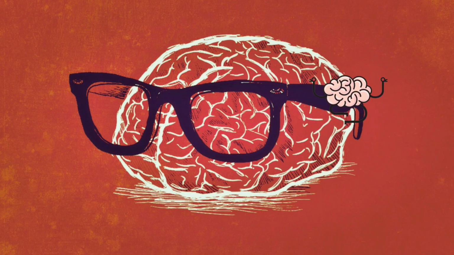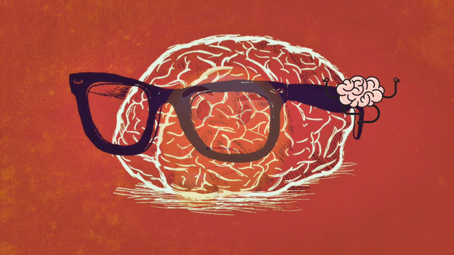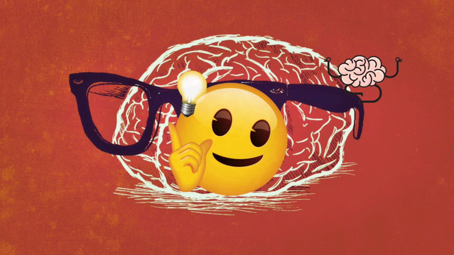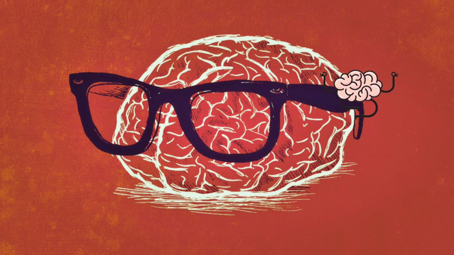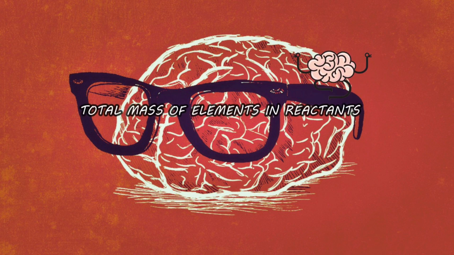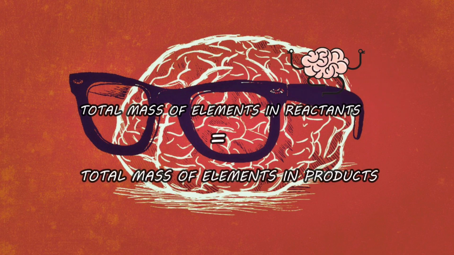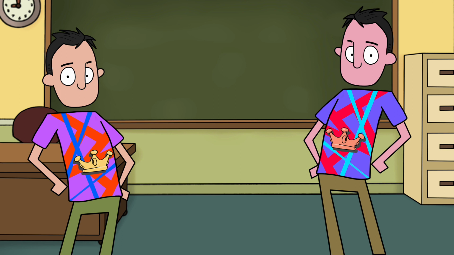Here, we must know about the law of conservation of mass. Okay, let's recall what the law of conservation of mass is. Mass can neither be created nor be destroyed in a chemical reaction. So, according to this law, we can say that the total mass of elements present in the reactants has to be equal to the total mass of elements present in the product. This is one of the 3 mark questions you may get in your exams.